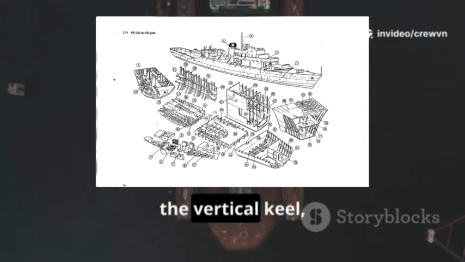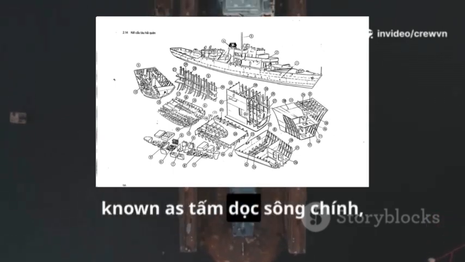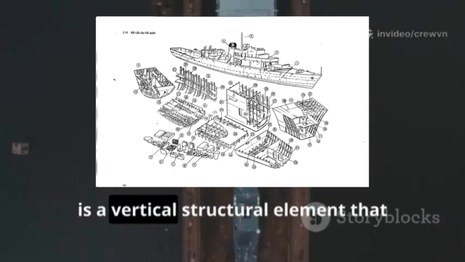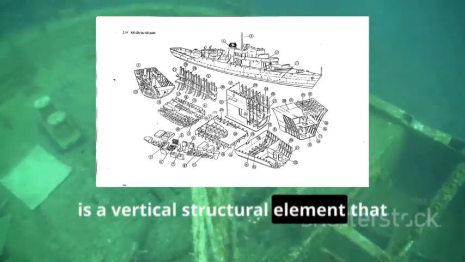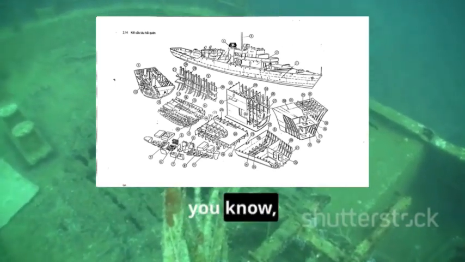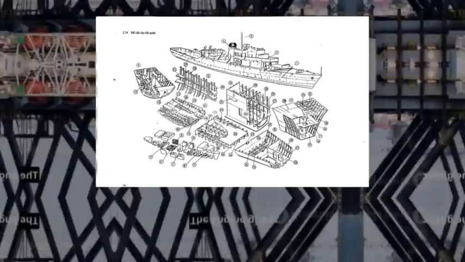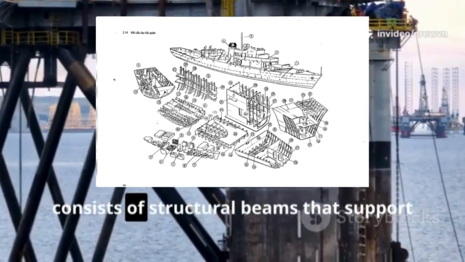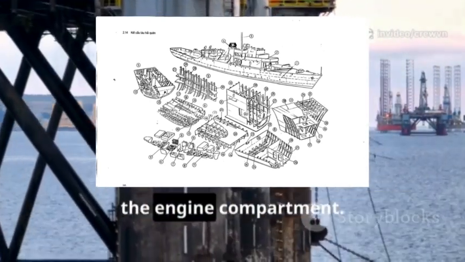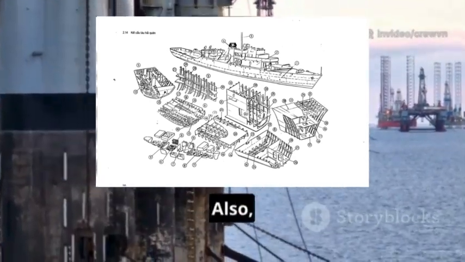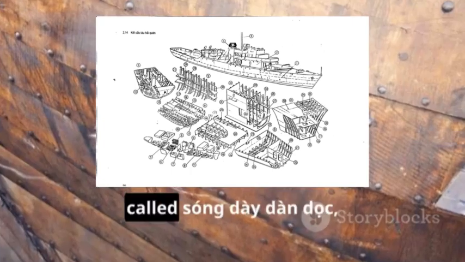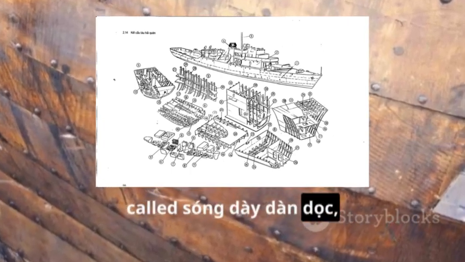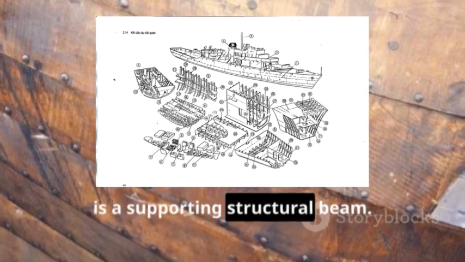And then the vertical keel, known as tam dok song chin, is a vertical structural element that provides the ship with some additional strength. The engine girder, or zong dok mai, consists of structural beams that support the engine compartment. Also, the intercoaster girder, called song dai dan dok, is a supporting structural beam.